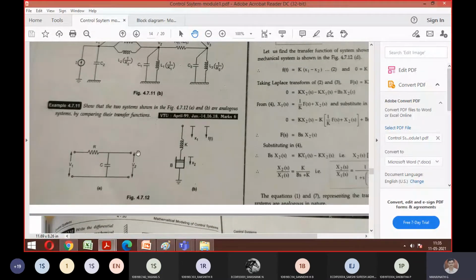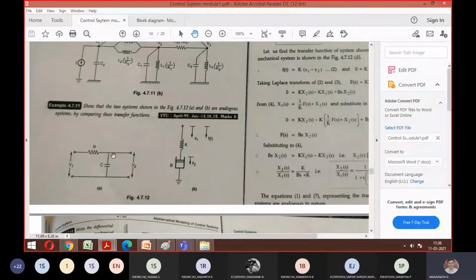You need to apply Laplace to this. I think I told you what we should do. If you apply Laplace to the same electrical network, the circuit looks like V1 of S, any R remains R only, C becomes 1 by S into C, and V2 of S, correct? I think I told you that also. If an inductor is there, you just multiply with S. If a capacitor is there, it's 1 divided by that, correct? That is your first step.